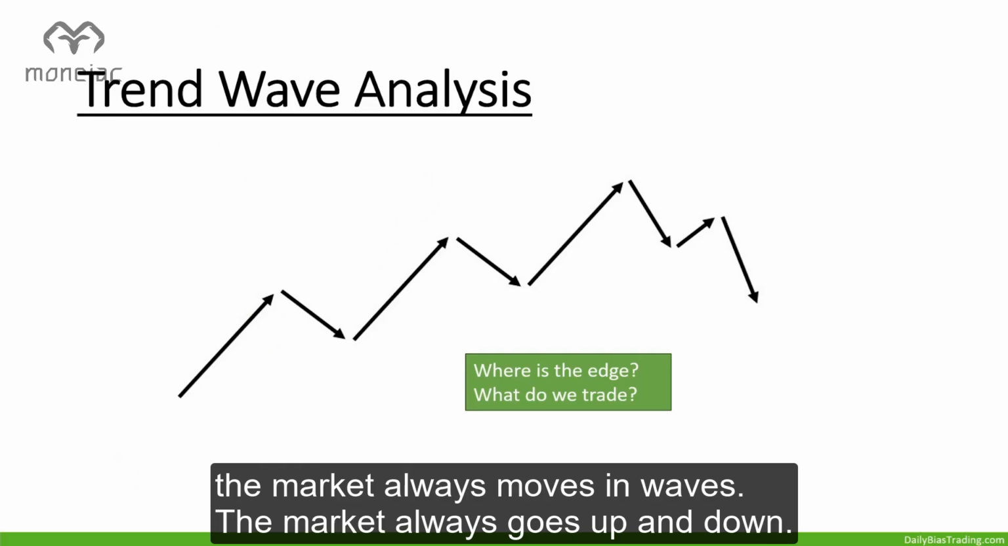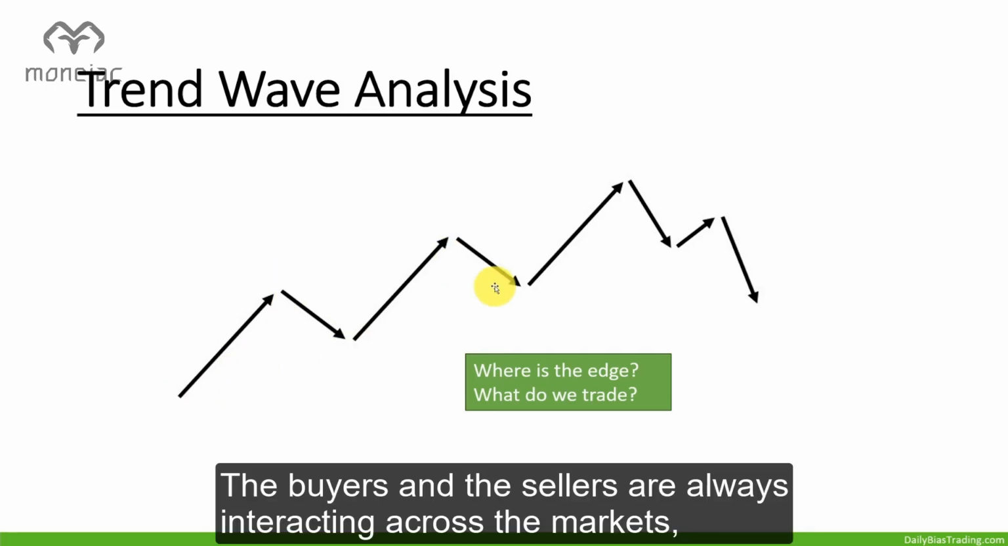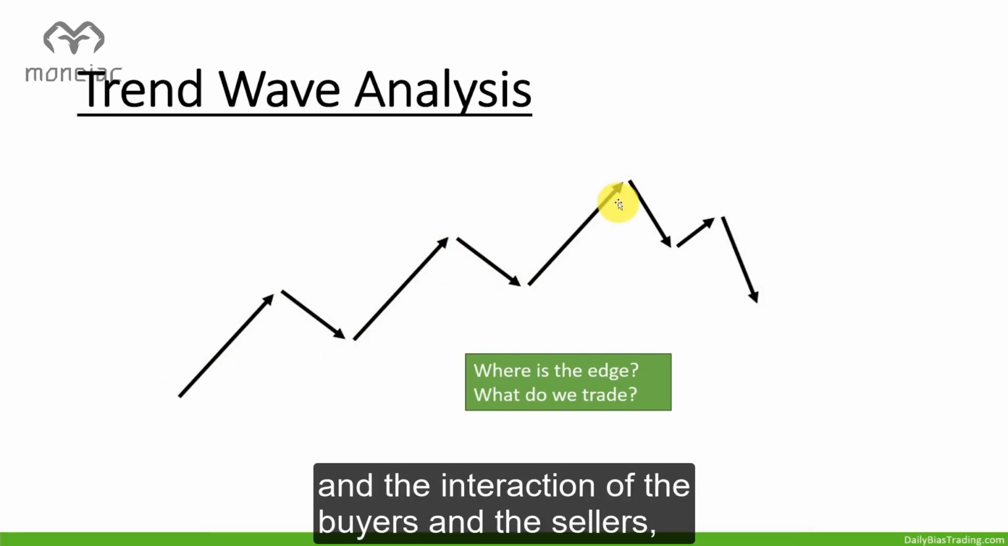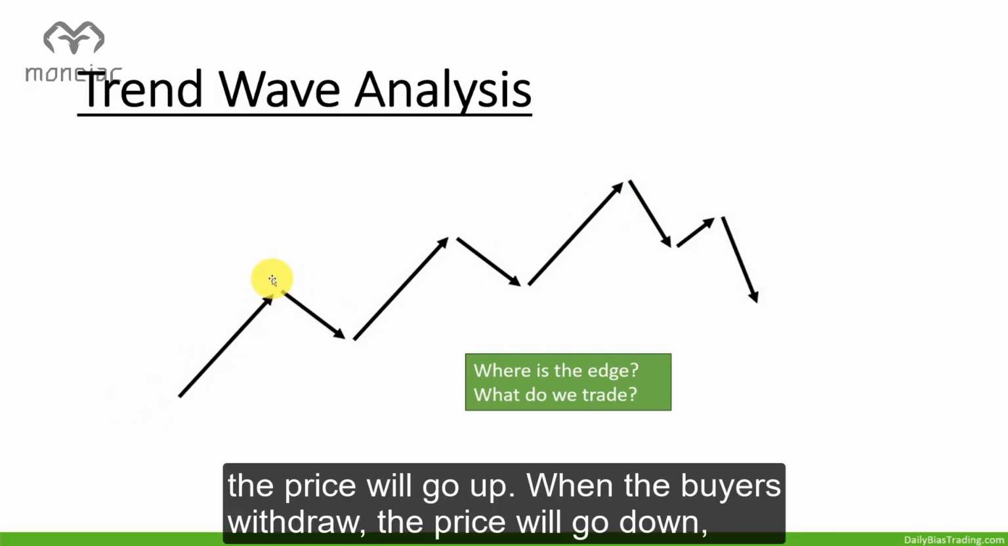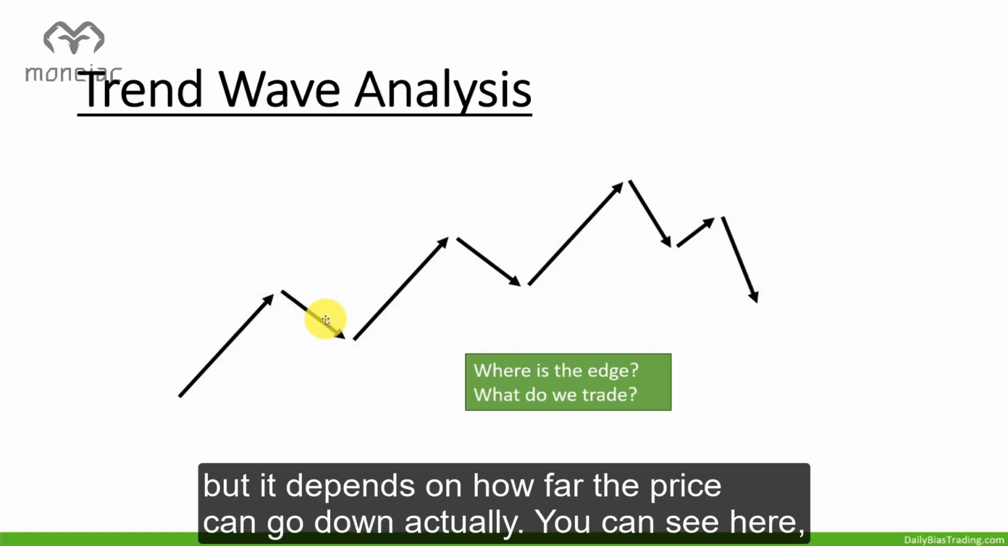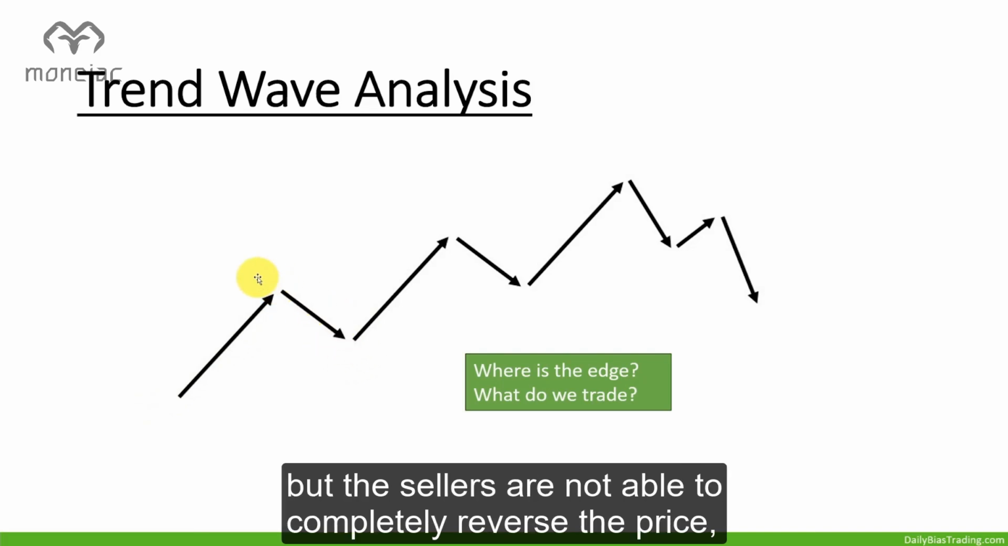And as we've seen, the market always moves in waves. The market always goes up and down. That's the one thing that is always true. There's always a back and forth. The buyers and the sellers are always interacting across the markets. And the interaction of the buyers and the sellers is causing those trend waves. When there are more buyers, the price will go up. When the buyers withdraw, the price will go down, but it depends on how far the price can actually go down. You can see here a very strong buyer surplus. The buyer surplus faded, but the sellers are not able to completely reverse the price.